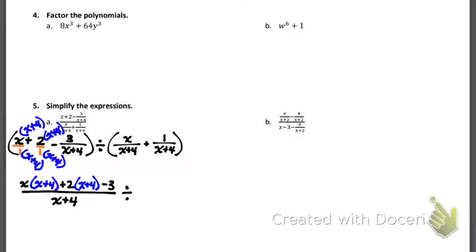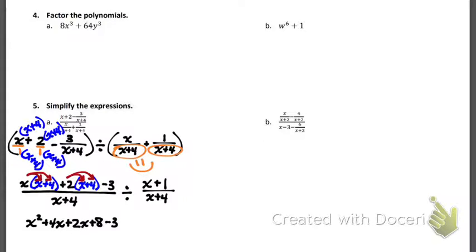And that's being divided. These guys already have a common denominator. So I can just add my numerators. X plus 1 over x plus 4. Back over here, I'm going to distribute so that I can combine my like terms together and clean this fraction up. So I have x squared plus 4x plus 2x plus 8 minus 3 all over x plus 4.